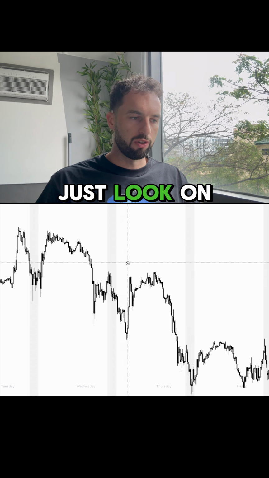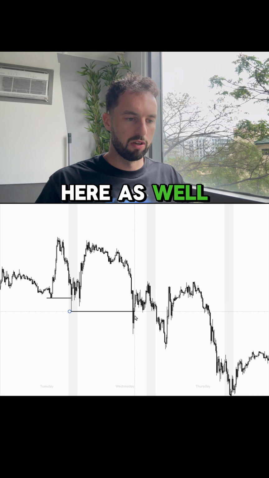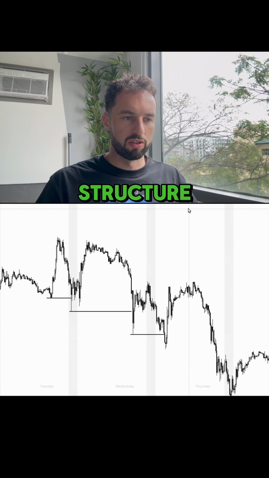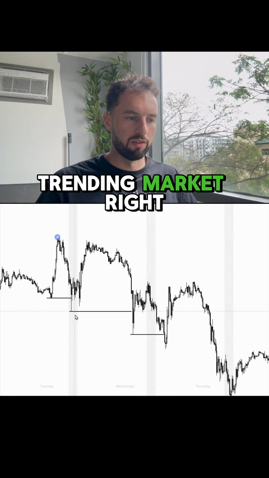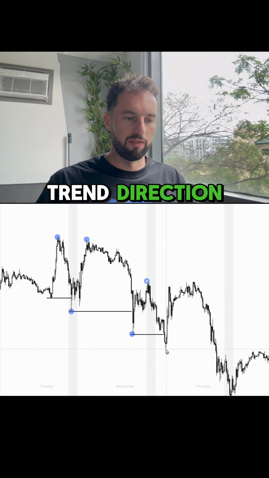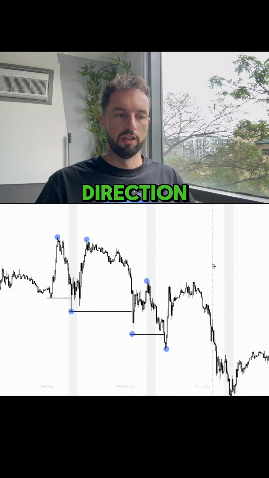We run a previous low within the market. We can see here as well, we run the structure lows here. Now, when we see breaks of structure, typically that's going to show us a trending market, right? We get those A to B swings within the market, and that's going to give us our trend direction. That's going to give us our trading direction. So that's the second layer.